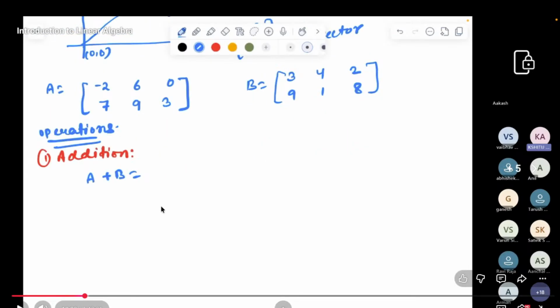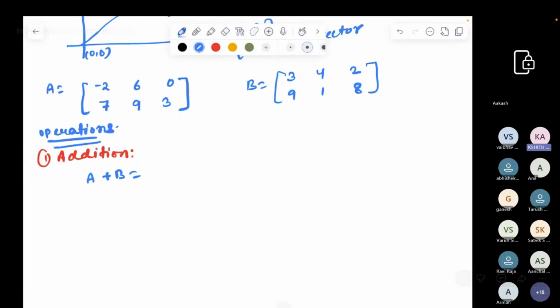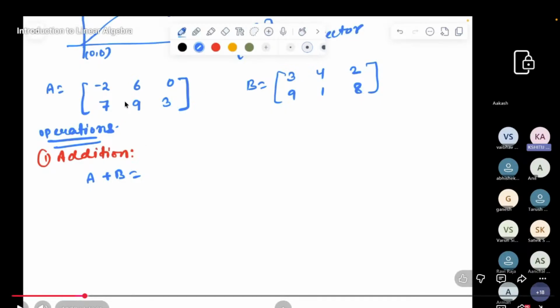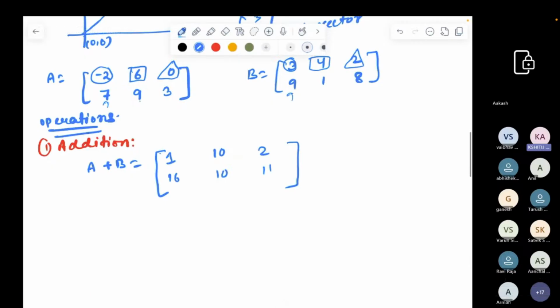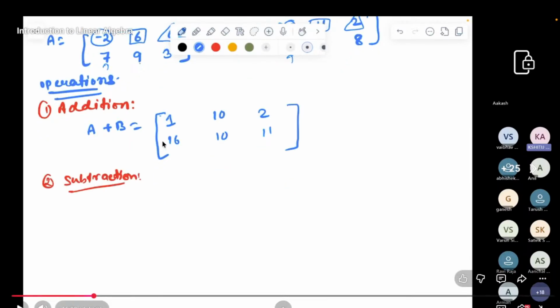It's addition. So let's add the matrices. If we add this, then it would be 1, 10, 2, and then 16, 10, 11. Yeah, that would be it. Let's see if we are correct. 1, 10, 2, 16, 10, 11. So yeah, we are right. I believe we can move ahead with this.